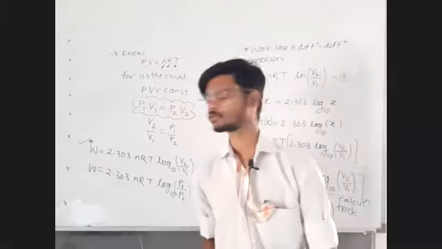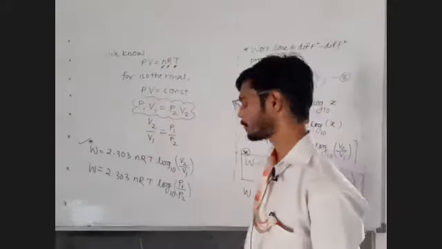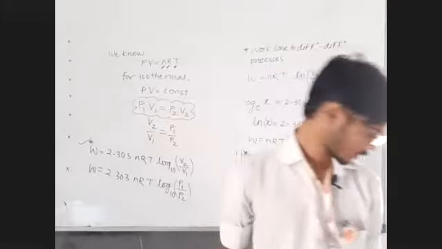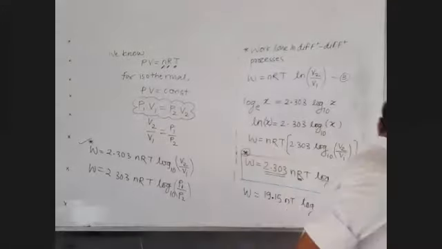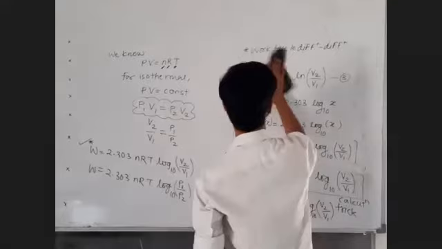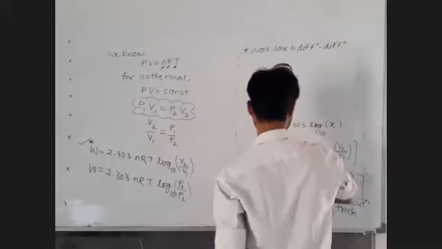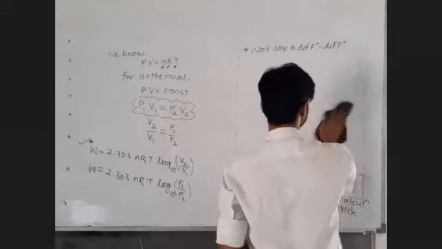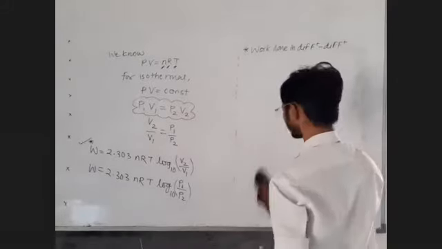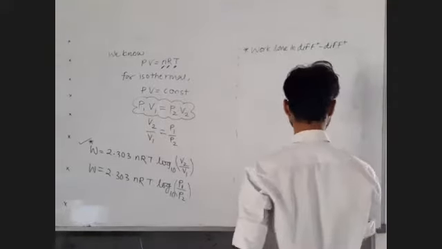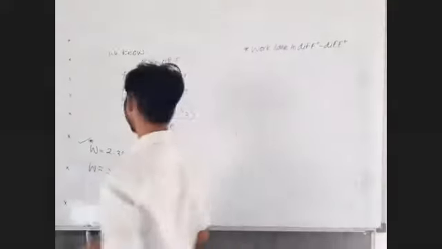V2 means final volume. V1 means initial volume. P1 means initial pressure. P2 means final pressure. So work done in isothermal process is now clear to us. And again, the fact remains the same. If the volume increases, work done will be positive. If the volume decreases, work done should be negative. Let us try to verify it.